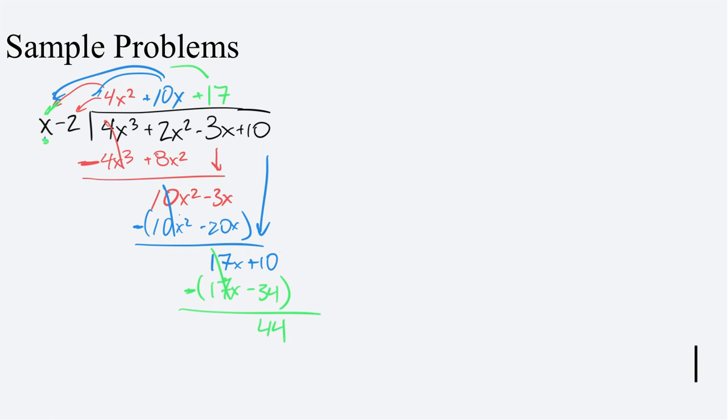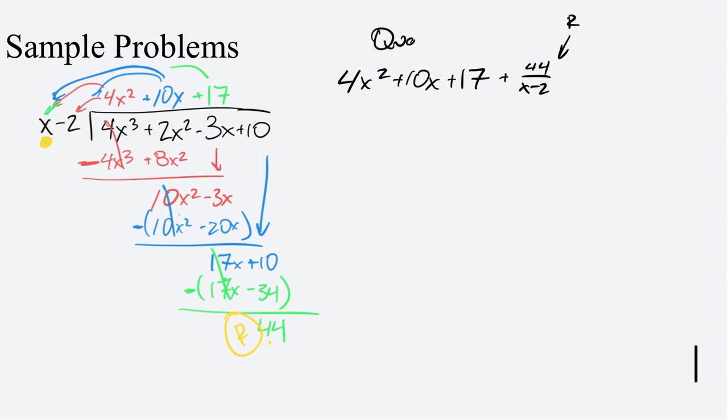Can x now, in yellow, fit into 44? No, it cannot. This is our remainder. So the appropriate way to write this is 4x squared plus 10x plus 17 plus 44 over x minus 2. This is our fraction. It's our remainder. This is our quotient, not spelled with an A.